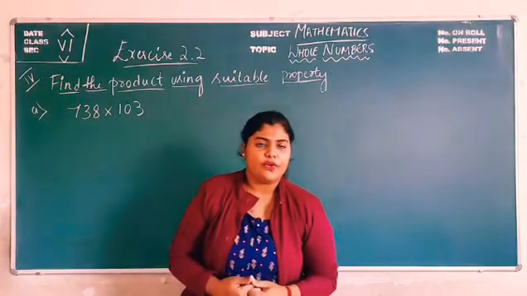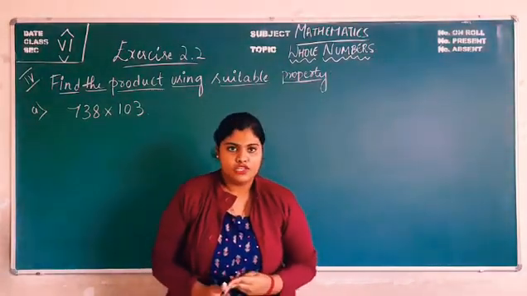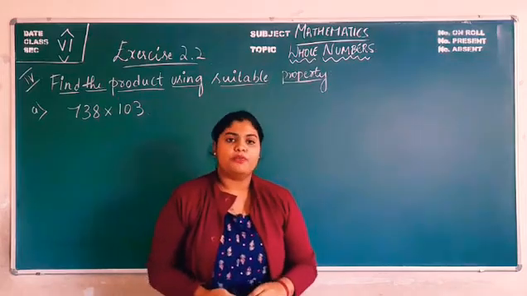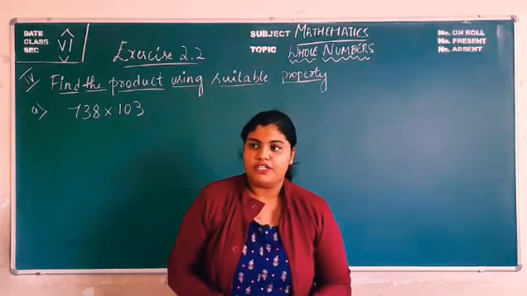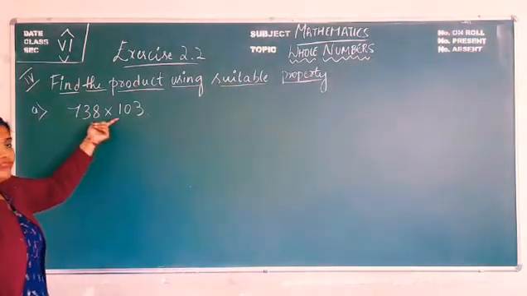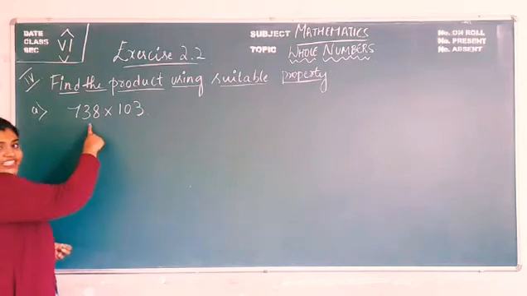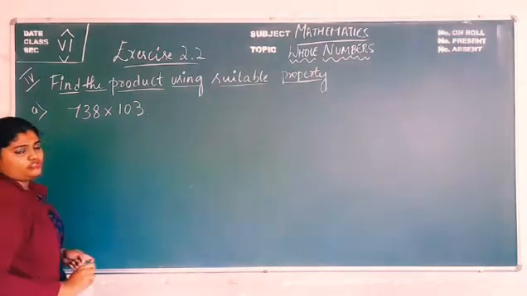So till now you have learned closure property, commutative property, associative property and distributive property, and also identity property. So you have to use a suitable property in order to find the product for the given question. So here we have 738 into 103.